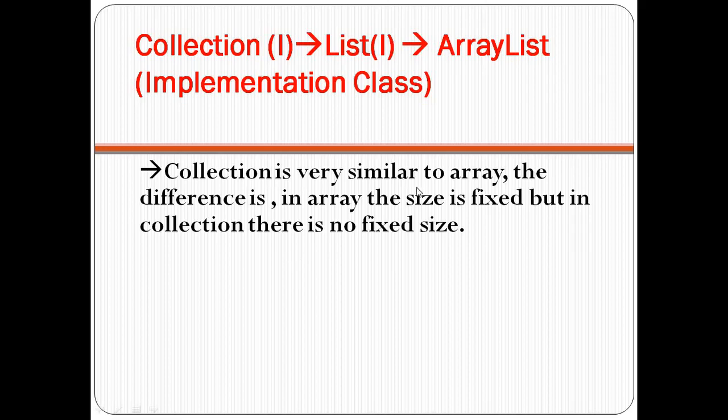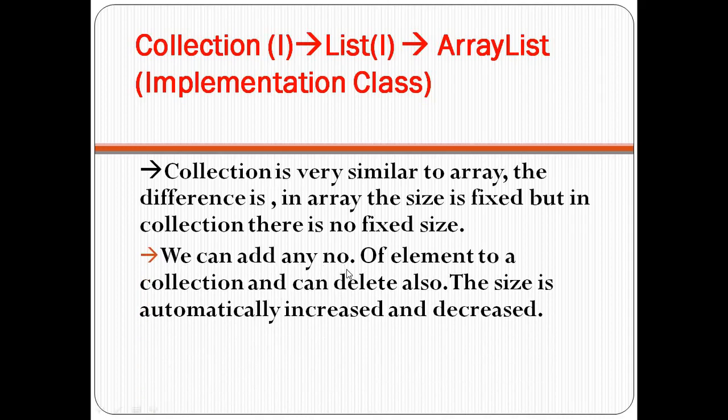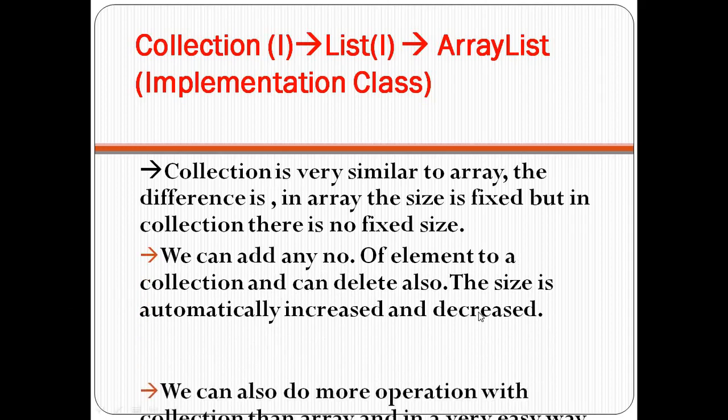So collection is very similar to array. The difference is, in array the size is fixed, but in collection there is no fixed size, because during the declaration of array we mention the size of this array, and that many elements we can insert into that array. But in collection, the size dynamically increases and decreases. We can add any number of elements to a collection and can delete also. The size is automatically increased and decreased.